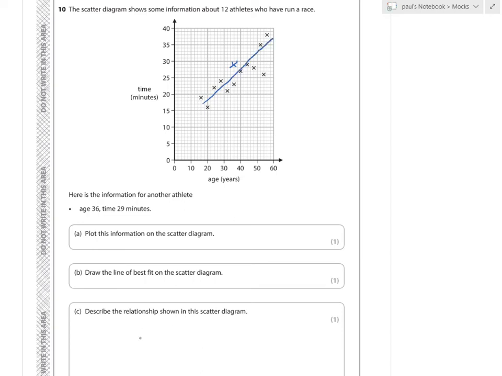Describe the relationship. I don't know, I'm going to go for strong, positive. Pretty much all apart from that awkward one over there, yeah.